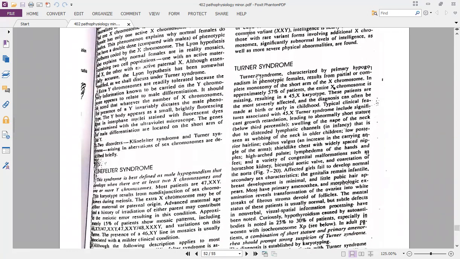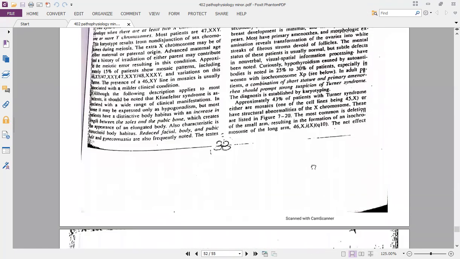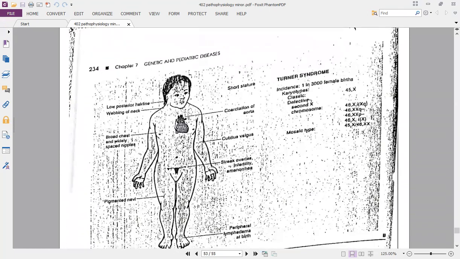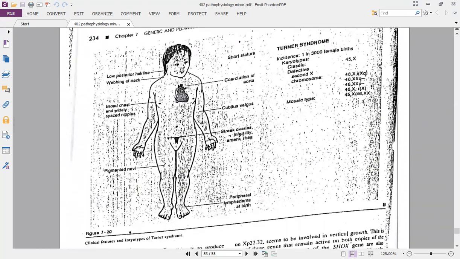Turner syndrome occurs in females, and Turner syndrome is a 45,X karyotype, which means this is a monosomy of the X chromosome. This is 2n minus 1, 46 minus 1, which is 45. So this is 45,X karyotype. This is Turner syndrome. In Turner syndrome, you can see this diagram here. This shows you the profile of the clinical features of a female who is suffering from Turner syndrome. This is the classical defective second X chromosome.